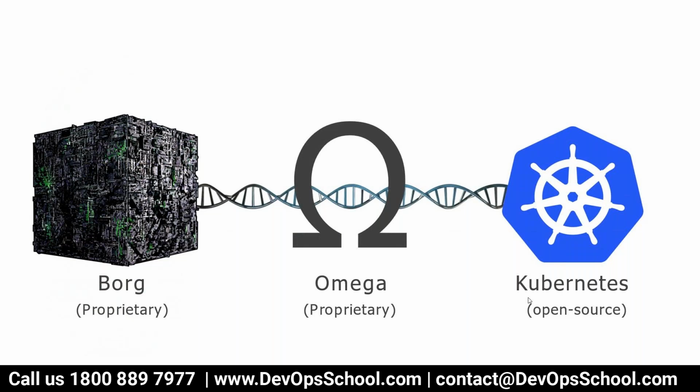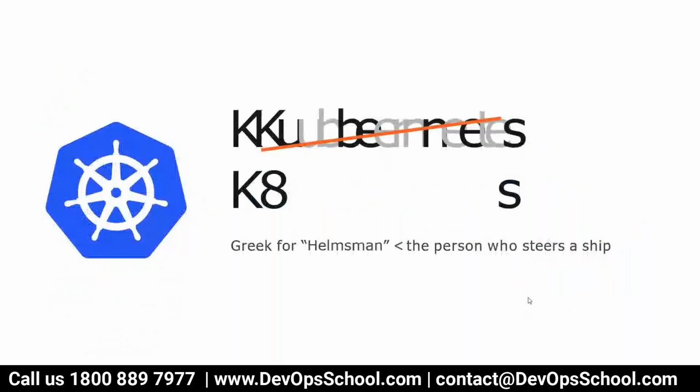But because Kubernetes has similar capability and they are both coming from Google, we say the genes are matching, the DNA is matching, right? DNA is matching, something similar. So in short, we call it K8s.